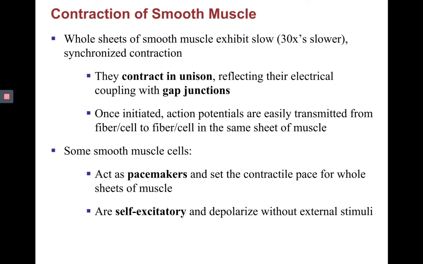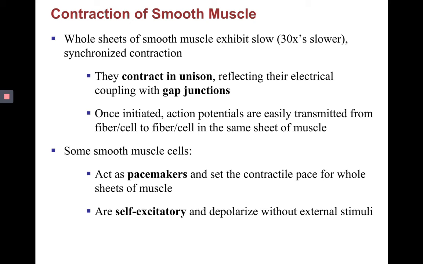And whole sheets of smooth muscle are actually going to contract at once. There's synchronized contraction. They exhibit slower contraction, about 30 times slower, but it's still very synchronized. So they contract in unison because the cells are connected via gap junctions, and gap junctions allow the electrical signal to travel from cell to cell. Therefore, once initiated, action potentials are very easily transmitted from smooth muscle fiber to smooth muscle fiber. And that occurs again in the same sheet of muscle.